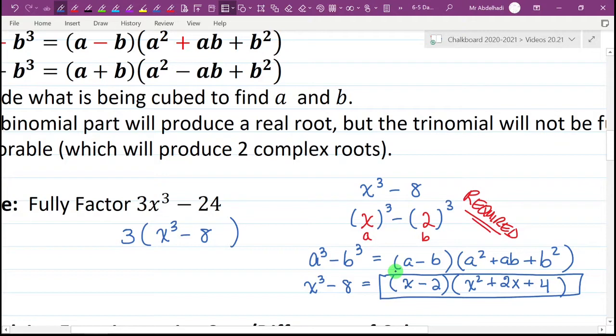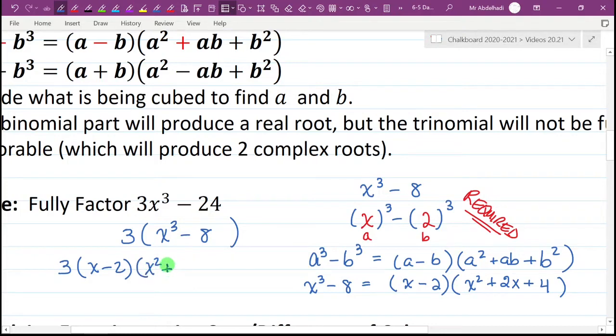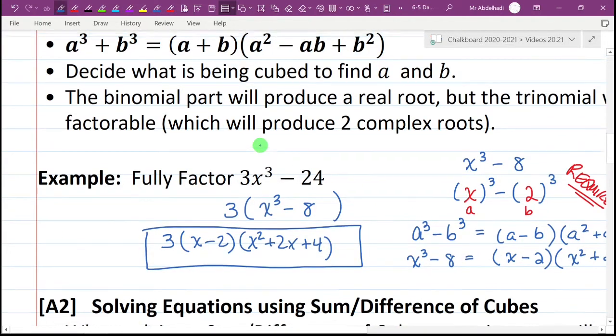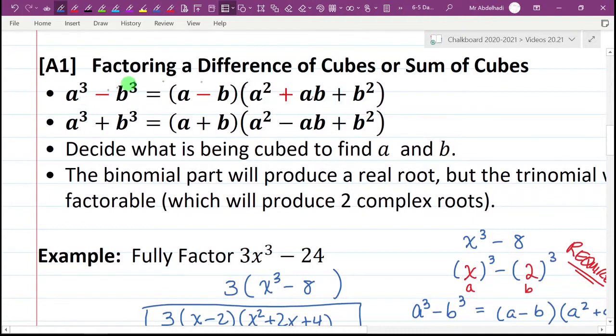Now, this is actually not the full answer, so I'm not going to box it. I'm going to come back over here. Now we have 3, which is our first factor. Don't forget about that. Times this right here, x minus 2, times this over here, x squared plus 2x plus 4. And this is your fully factored third power expression. So we're using the formulas up here. But the important thing is, can you figure out what a is? Can you figure out what b is? That's the most important part. Once you have that, it's just plug and chug.